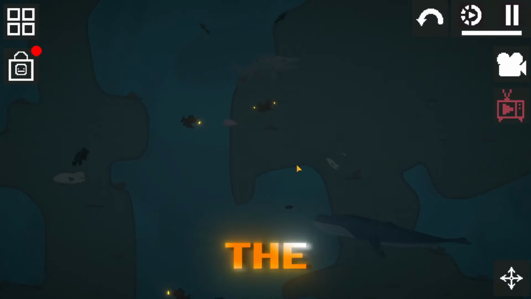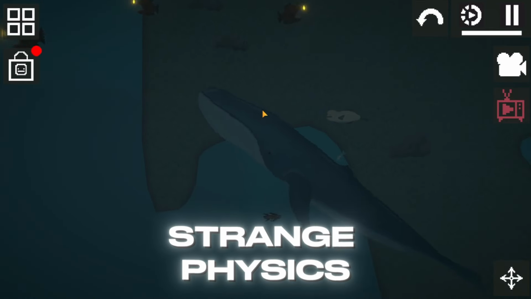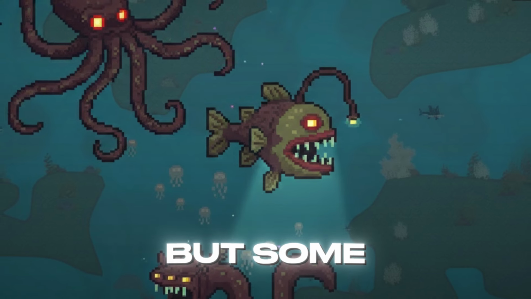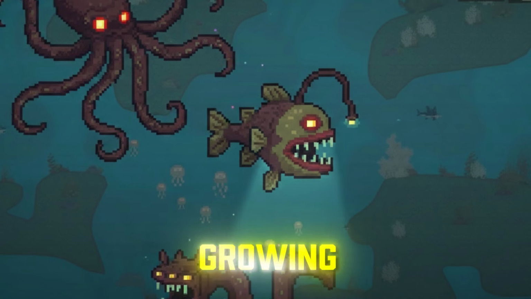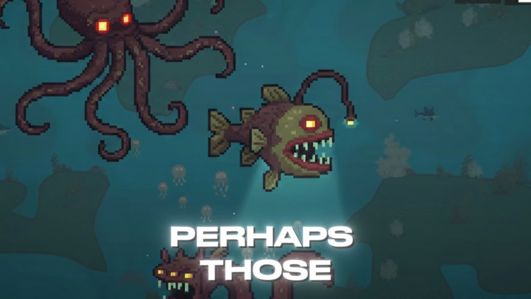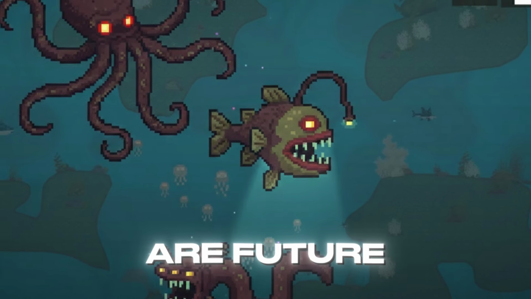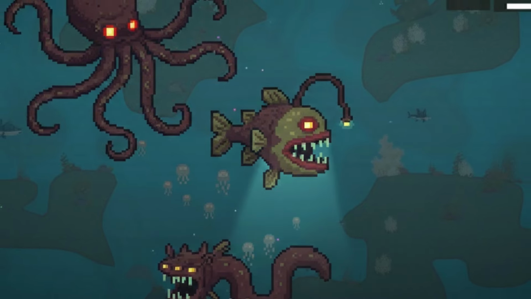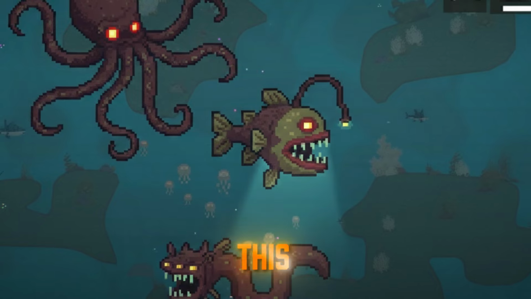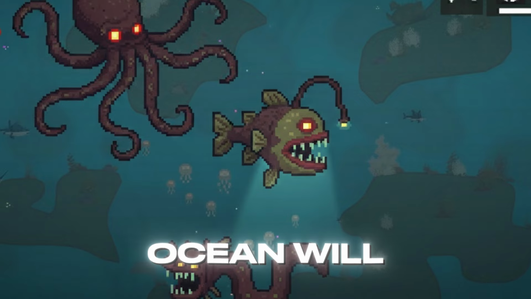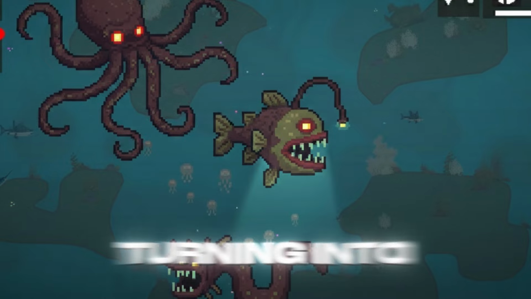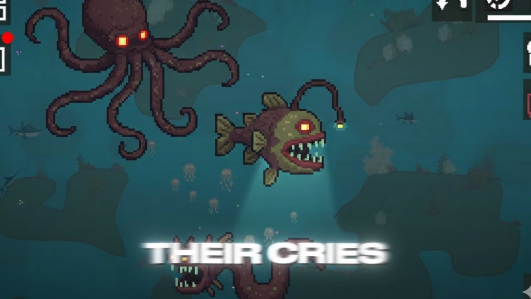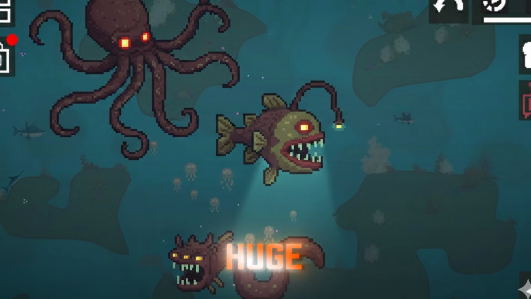Have you ever wondered why the water in Melon Playground has such strange physics? It seems thick and heavy, as if it were not water at all, but some kind of nutrient medium for growing new species of monsters. Perhaps those small fish swimming in the background are future giants that will eventually grow up and replace the current guardians. The theory is that if you stay on this map long enough, the sounds of the ocean will begin to change, turning into the distorted voices of distant characters begging for help, but their cries are drowned out by the roar of huge jaws.